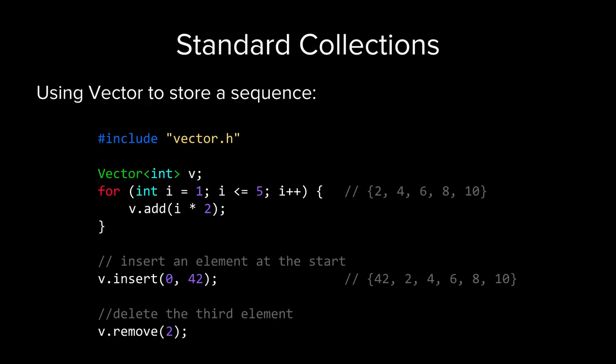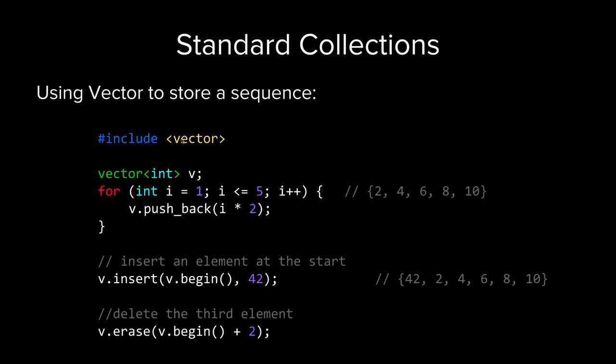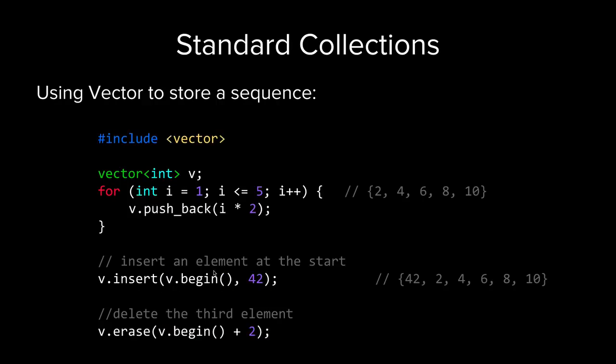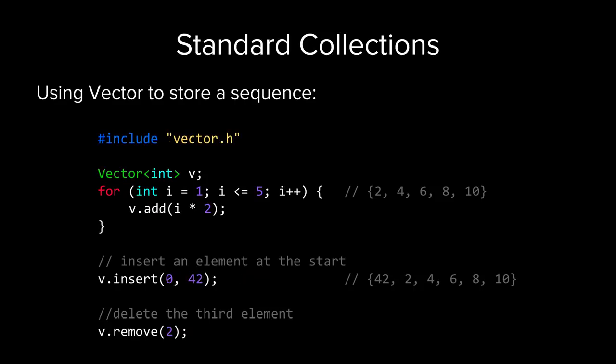Okay. So just as an example, we have code using the Stanford vector, and we're going to convert it. The first thing we need to do is lowercase the v in the include, so we have to include the standard vector, which is with angle brackets because it's a library vector. We lowercase the v, we change the .add to .push_back. And notice we had v.insert at index 0, the value 42, and now we have v.insert something called v.begin, and then the value 42, which we'll talk about in a second.